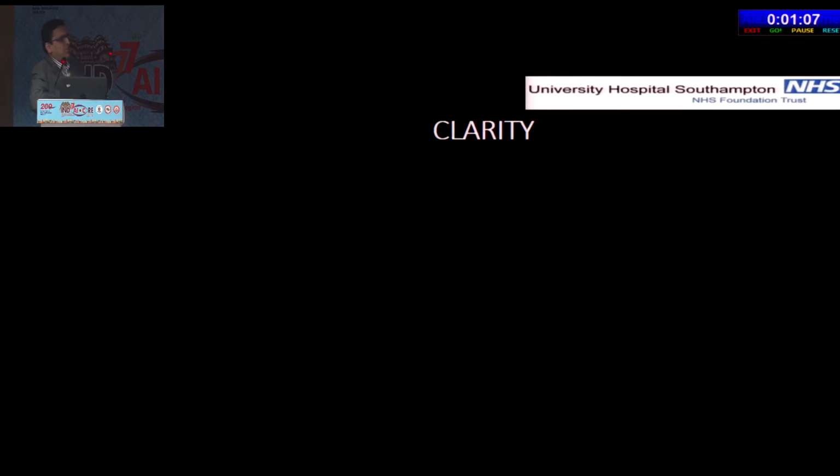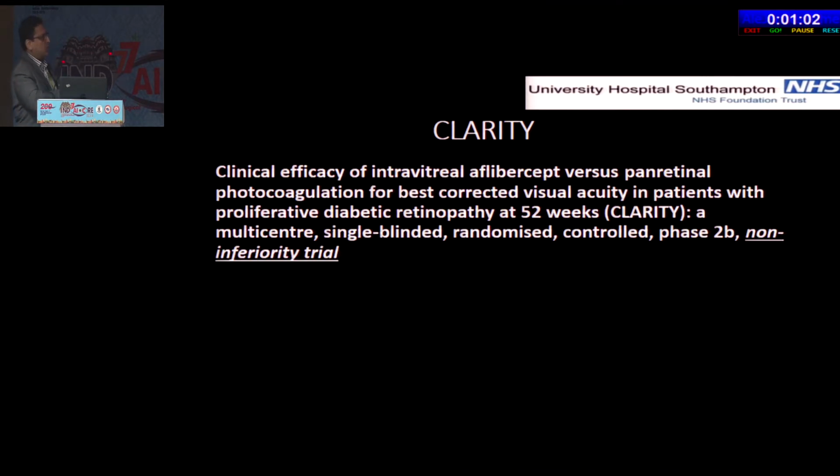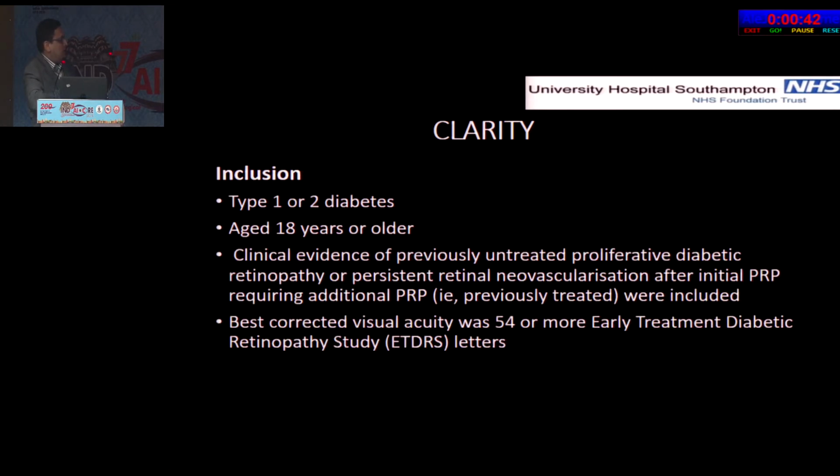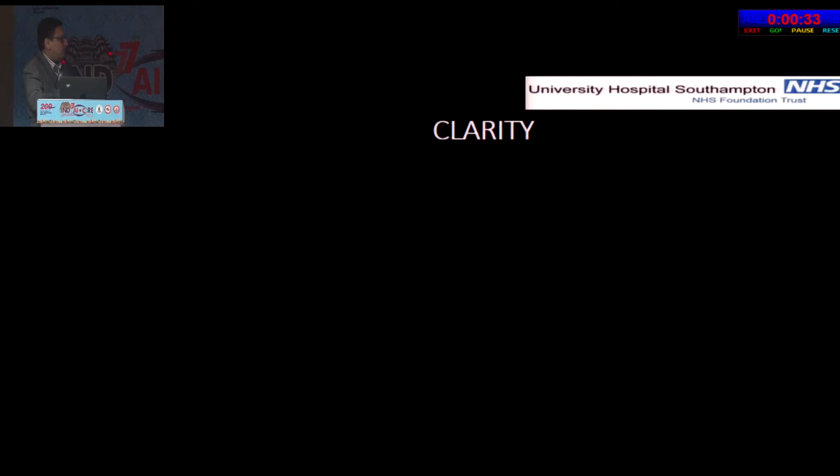So now we'll present some of the data from the Clarity study, which was the in-house UK study done by Shobha Sivaprasad. It was a trial of clinical efficacy of intravitreal aflibercept versus panretinal photocoagulation for best-corrected visual acuity at 52 weeks. Mind you, it was a phase 2 non-inferiority study. This was published in the Lancet in 2017. Standard inclusion criteria, but just very briefly, in this case the patients could have been treated previously with PRP because it's a phase 2 feasibility trial.